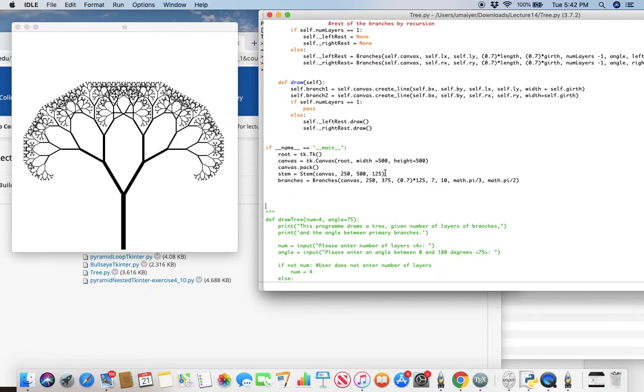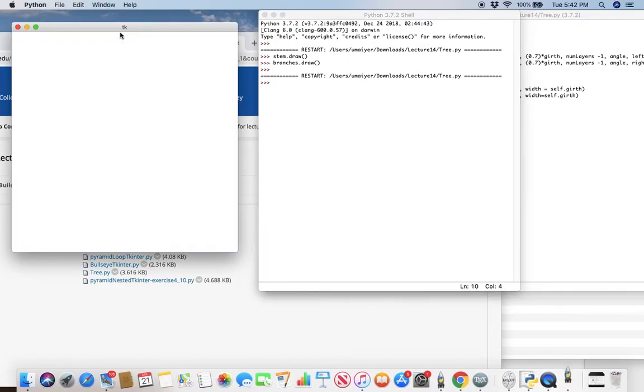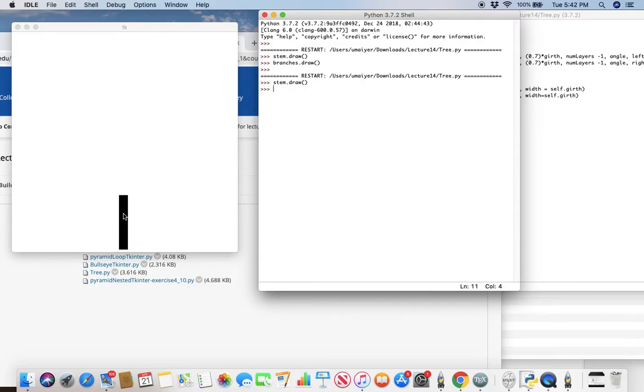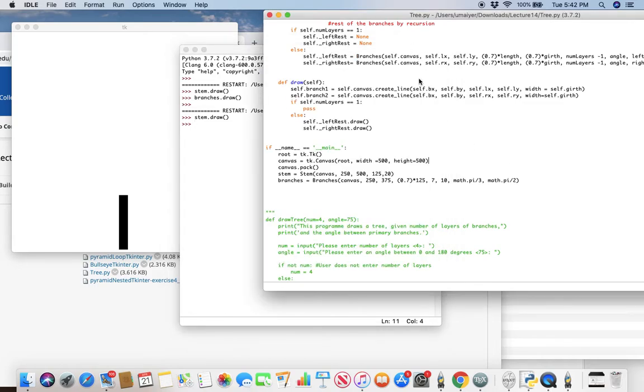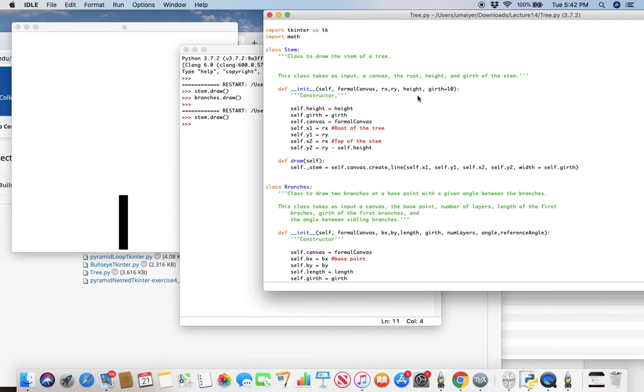All right. So let's have, instead of 10, let's have 20. Okay. I would have to run it again. Stem.draw. So it's a thicker girth now. All right. So that's fine. So I hope that was clear. Once you have this information, height of my object is the height I give it. Girth of my object is the girth I give it. Canvas for my object is a canvas I'm going to draw in. Rx and Ry, those are the coordinates of the root.